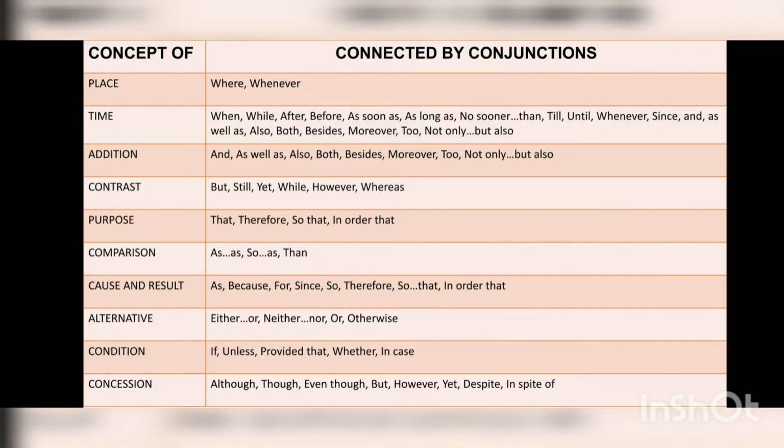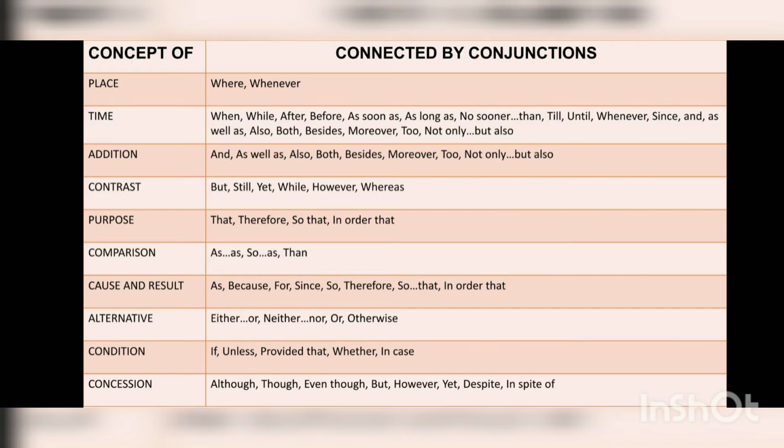So next is, what do you mean by the concepts connected with conjunctions? So conjunctions are based on some concepts that help in deciding what conjunctions we should use. So here are the concepts and here is what is connected by conjunctions. The concepts of place, time, addition, contrast, purpose, comparison, cause and result, alternative, condition and concession could be there.